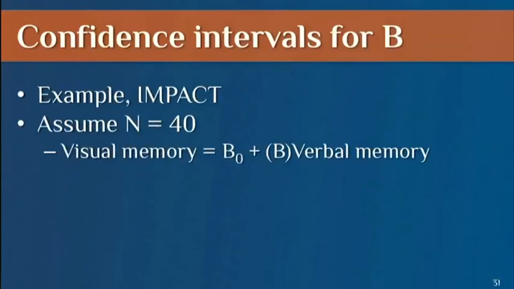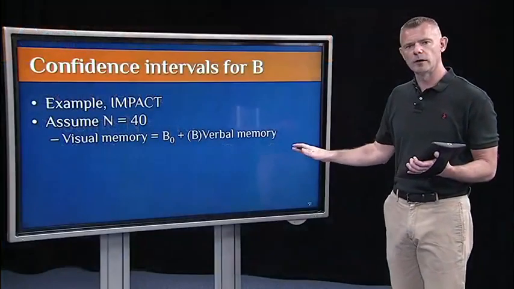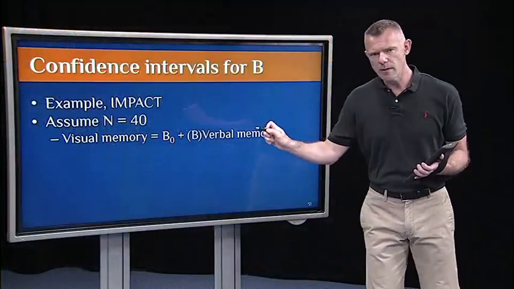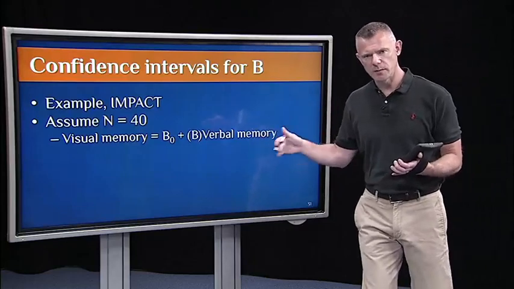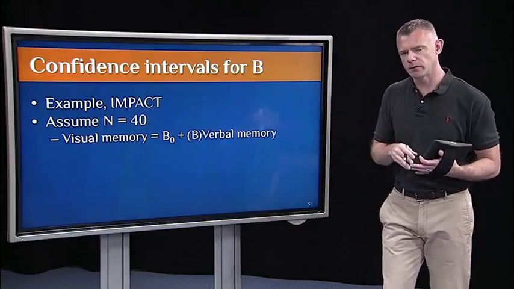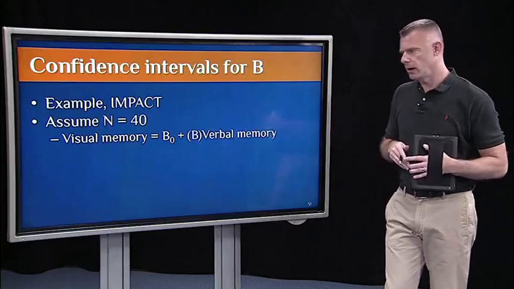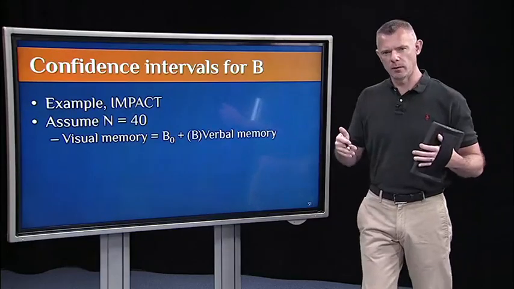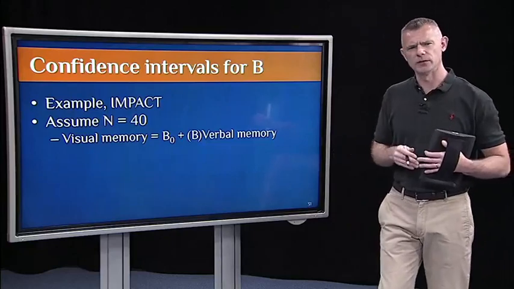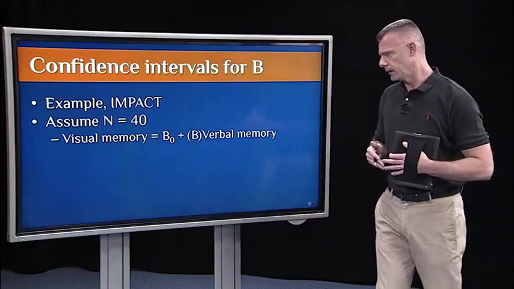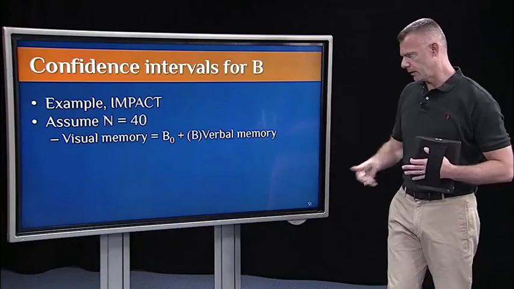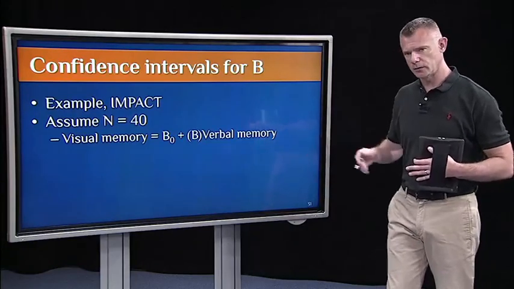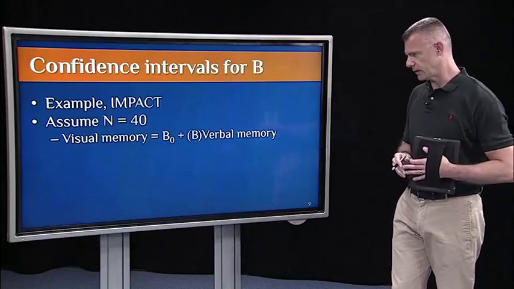So again, let's go back to this impact example. What I'm going to do is run a regression predicting visual memory score from verbal memory score. And I use these two variables because they showed a really nice degree of correlation, if you remember, in our overall sample. I think the correlation was in the range of 0.4 something. So we should get a nice prediction and a significant regression coefficient if we were doing null hypothesis significance testing.